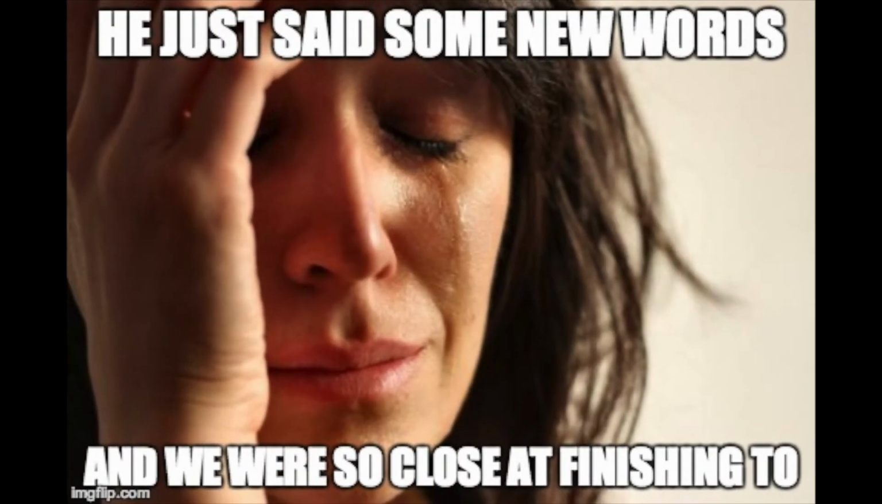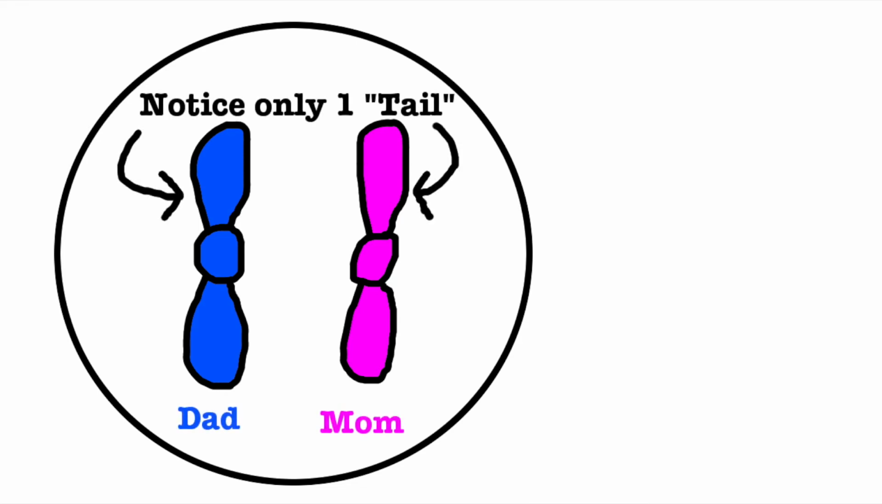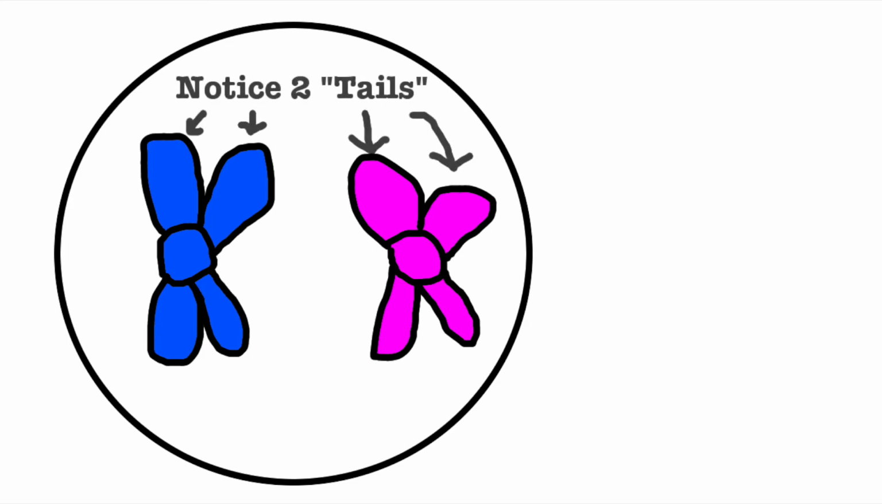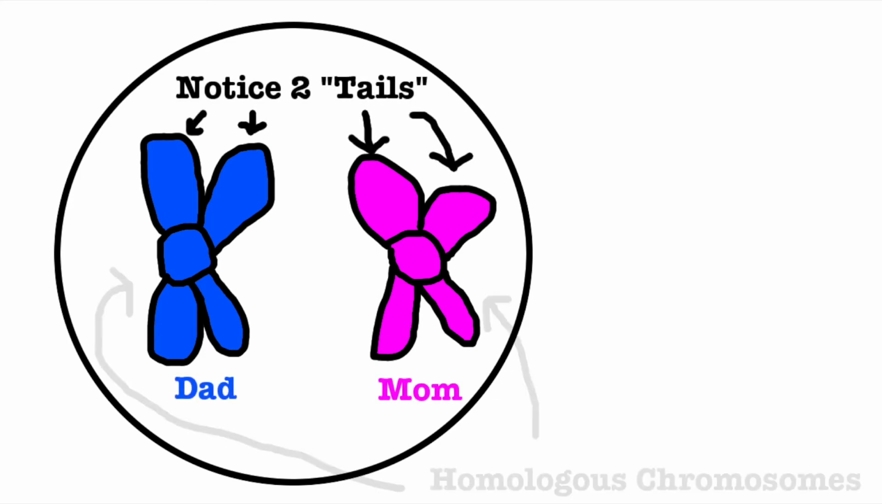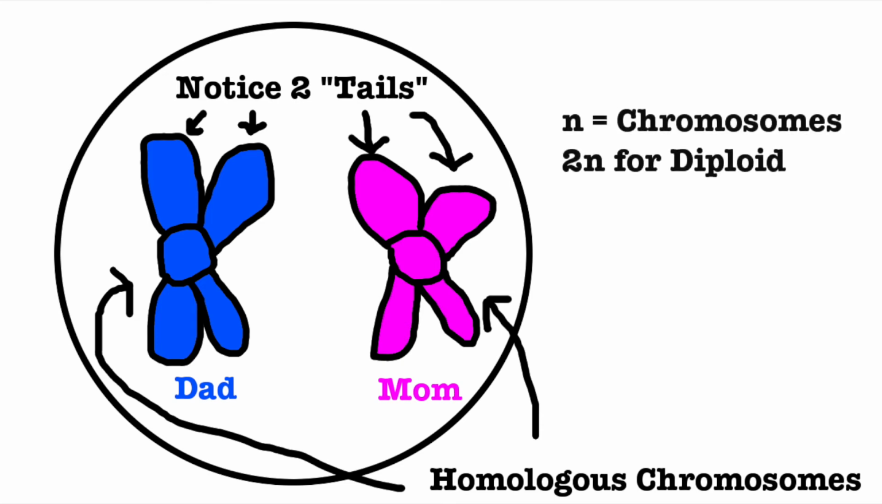Before we wrap up, let me explain what a haploid and diploid cell is for those of you who may not know. A haploid cell is simply a cell that contains only one set of chromosomes per parent, which can be represented as N. A diploid cell, on the other hand, has 2 sets of chromosomes per parent, which are known as homologous chromosomes. This can be represented as 2N.